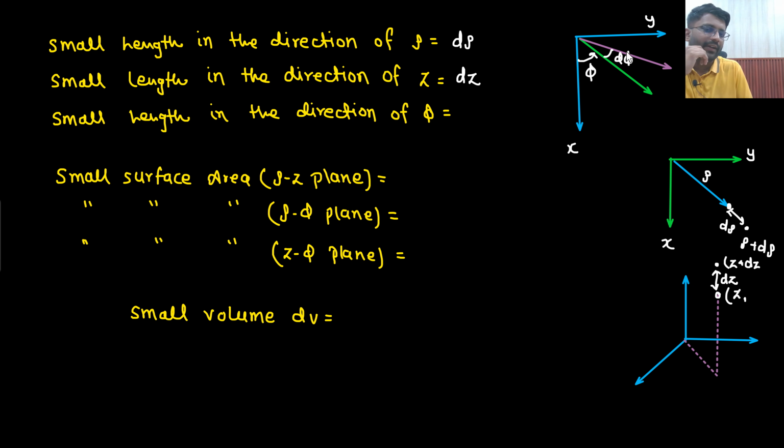Right? So phi to d phi. From this point to this point we have moved. So how much have we moved? What was this distance? This distance was rho.